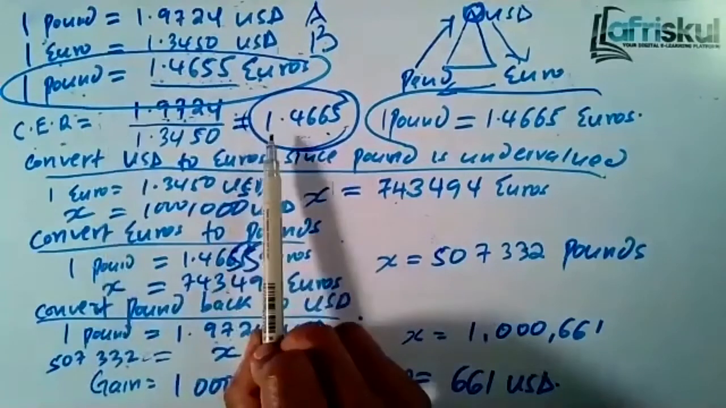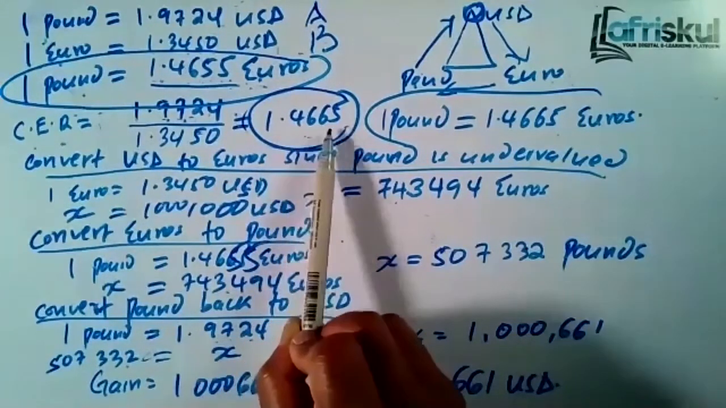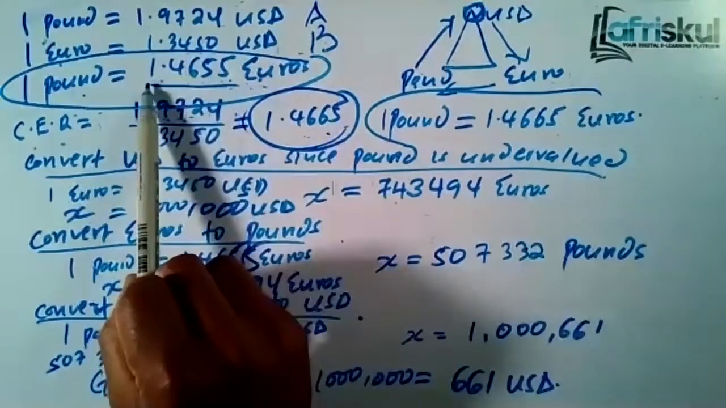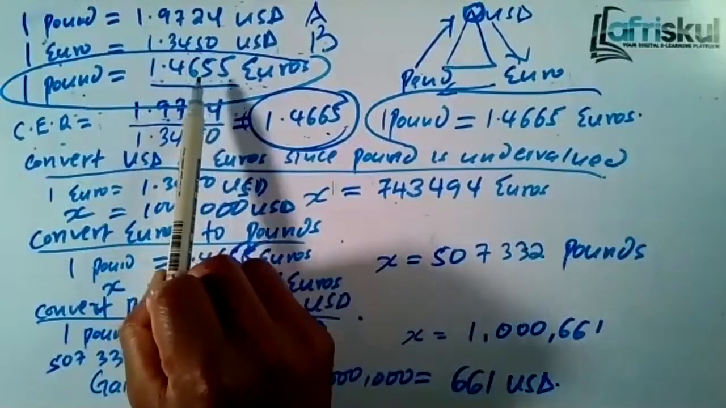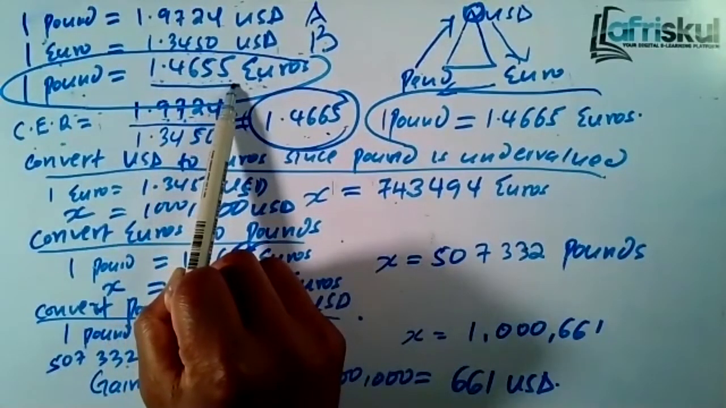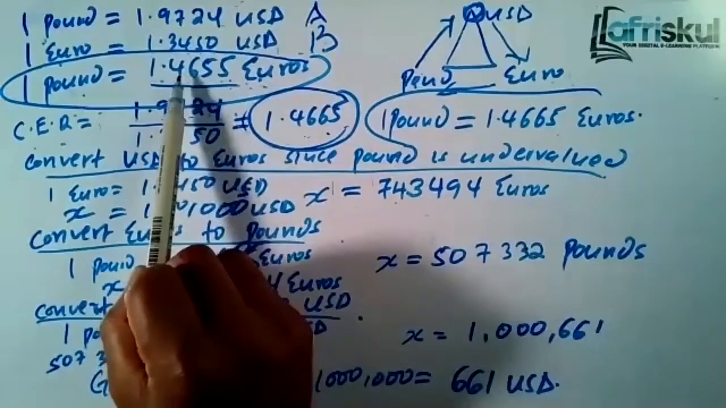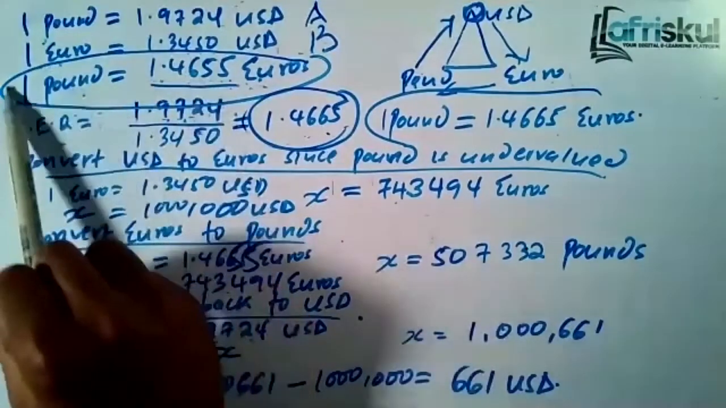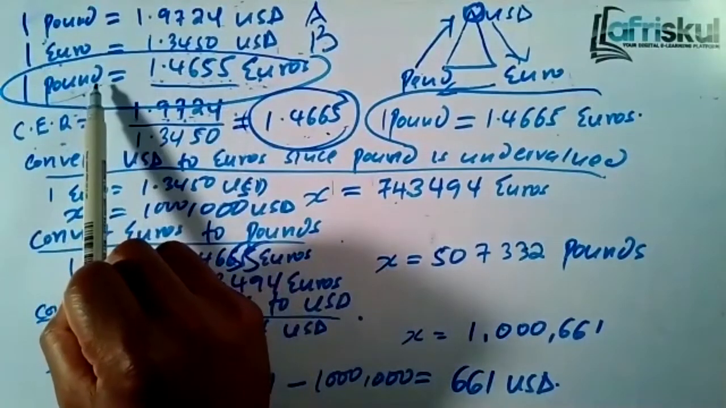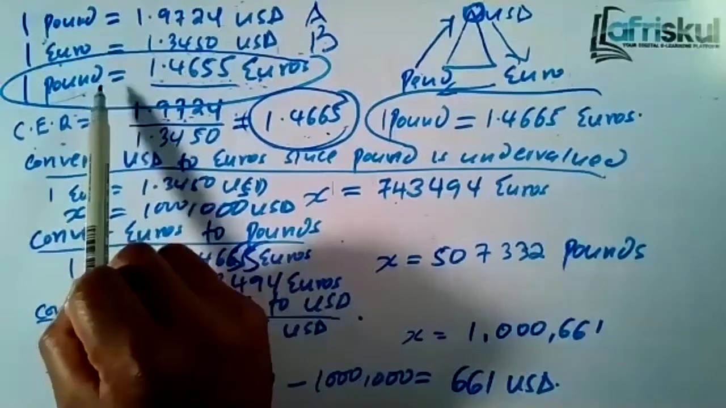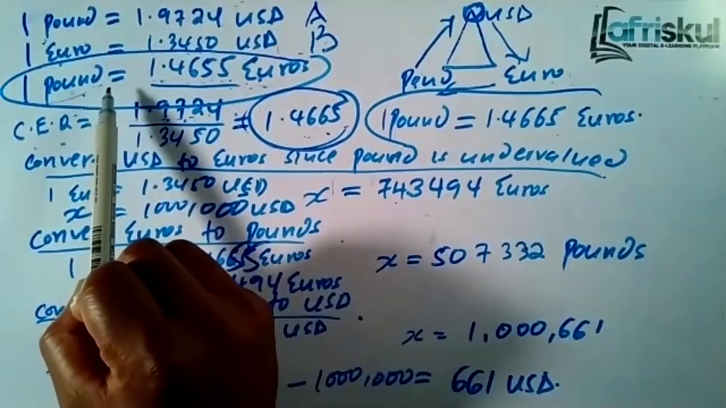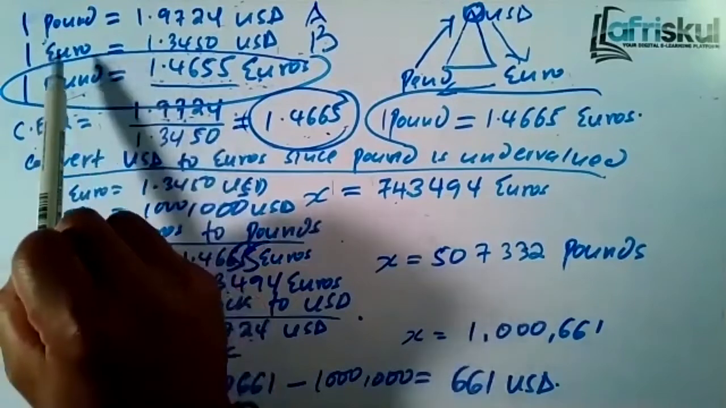Now you compare this, what you get here, against what is trading in the market. You see the actual cross exchange rate is 1.4665, but the market is trading at 1.4655. So this is more than this. That means the pound from the market perspective has been undervalued. If it's undervalued, that means you don't convert US dollar to pound. You convert them into euros.